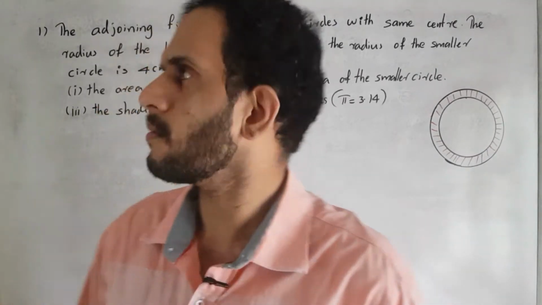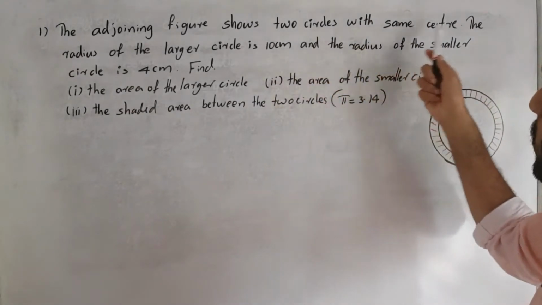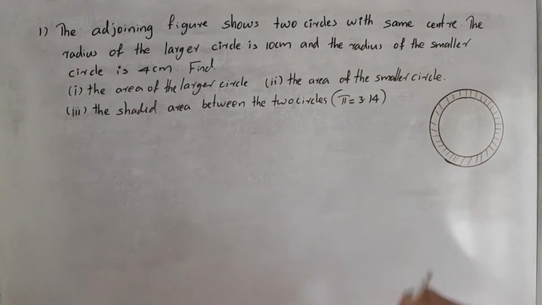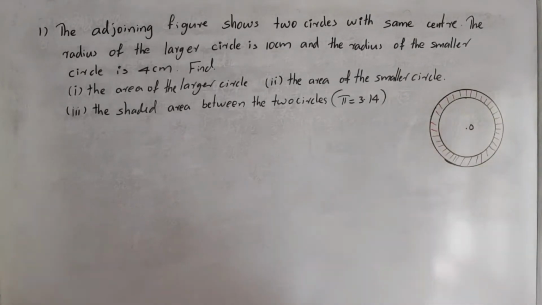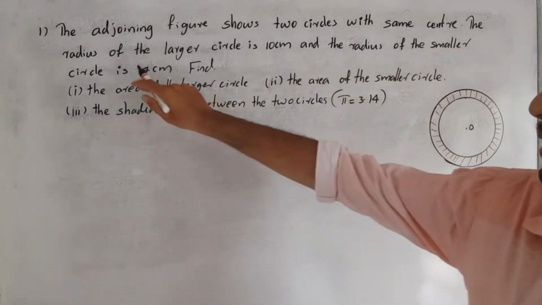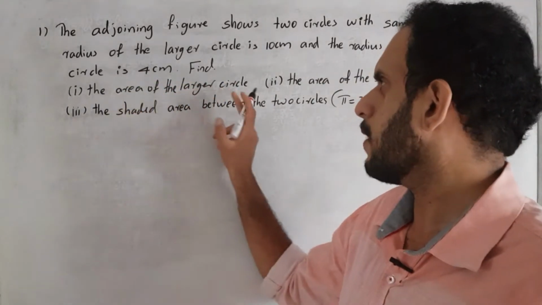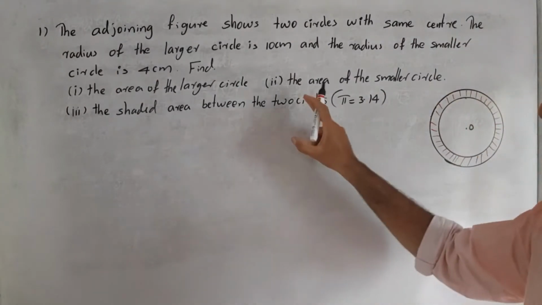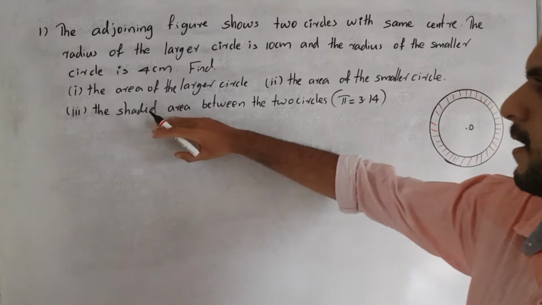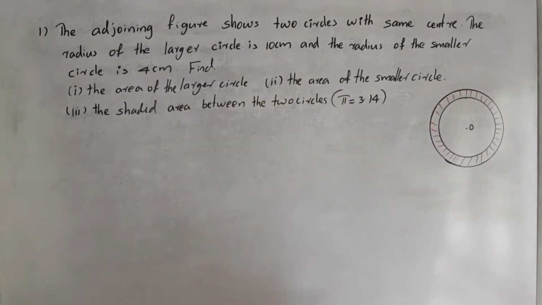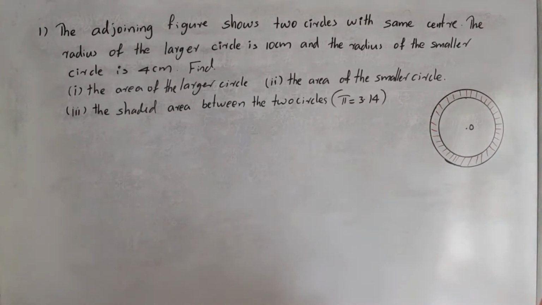Here we are discussing the first example of the area of the circle. The question is like this: the adjoining figure shows two circles with the same center. The radius of the larger circle is 10 centimeter, and the radius of the smaller circle is 4 centimeter. Find: first, the area of the larger circle; second, the area of the smaller circle; and third, the shaded area between the two circles. And here the value of pi is given. Pi is equal to 3.14.